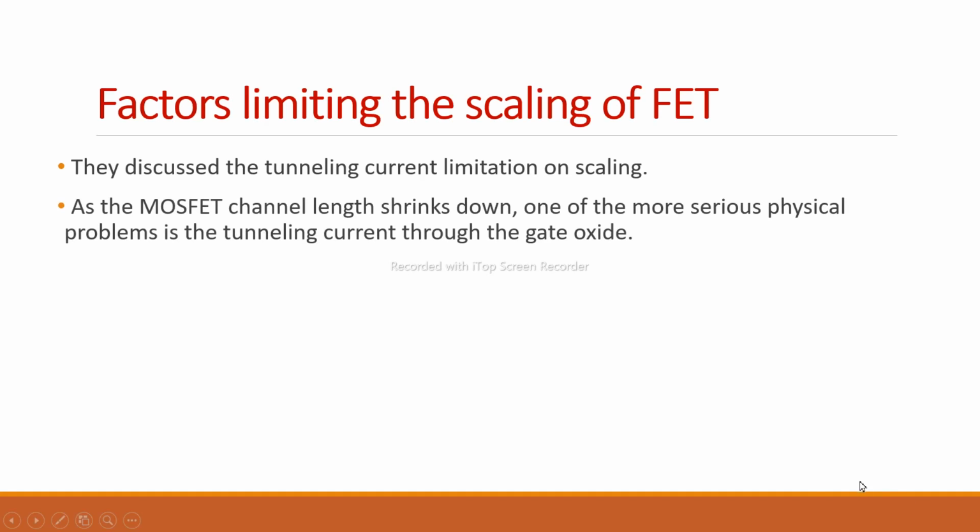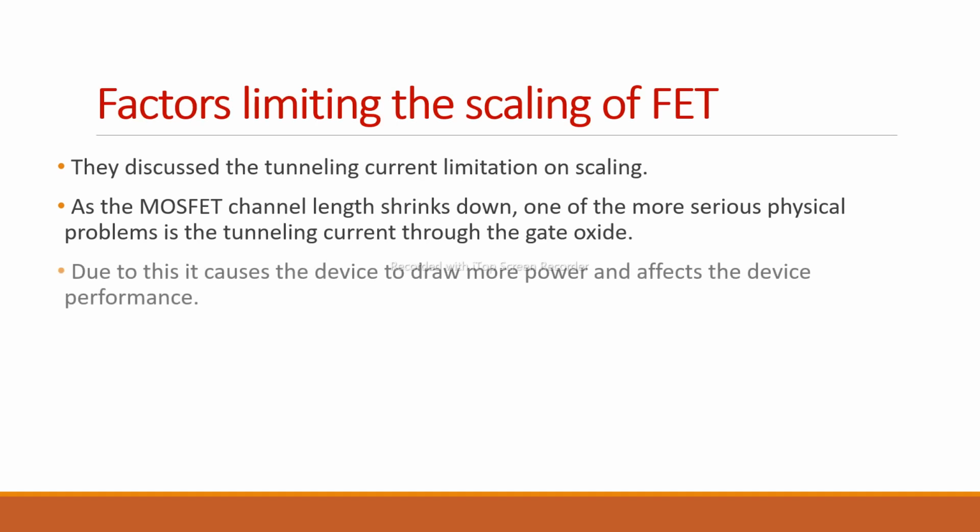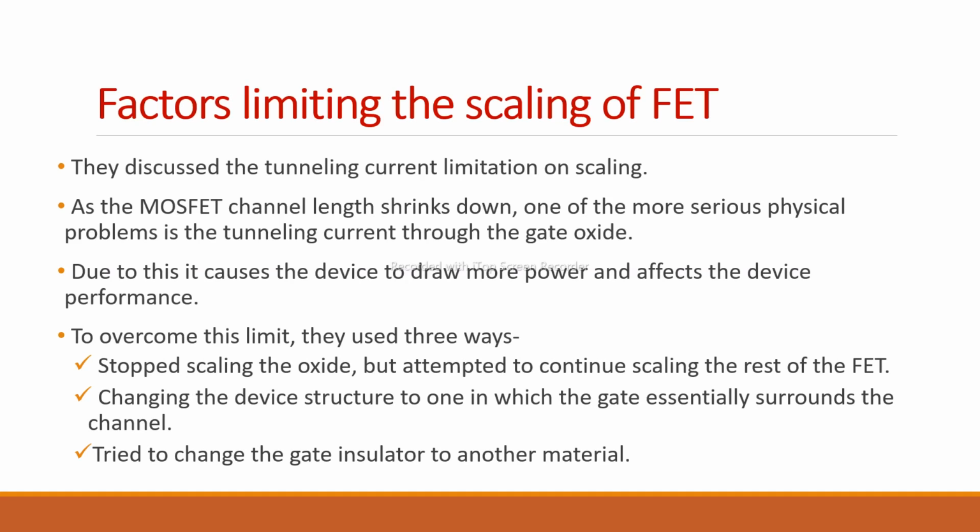As the channel length shrinks down, there was a serious problem of tunneling current, because the tunneling current problem arises through the gate oxide. Due to this, more power is drawn, and it affects the device performance. So looking into this problem, they came to three solutions. The first was that we should stop scaling the gate oxides, and we can scale the rest of the MOSFET.